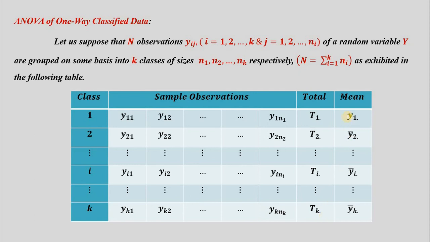And the mean of each class is, for the first class, y1 dot bar, and it is obtained by dividing T1 dot by n1, that is, the total number of observations in the first class. In the second class, the number of observations is n2, so T2 dot is divided by n2 and we get the mean of the second class, y2 dot bar. Similarly, yi dot bar, ..., yk dot bar.